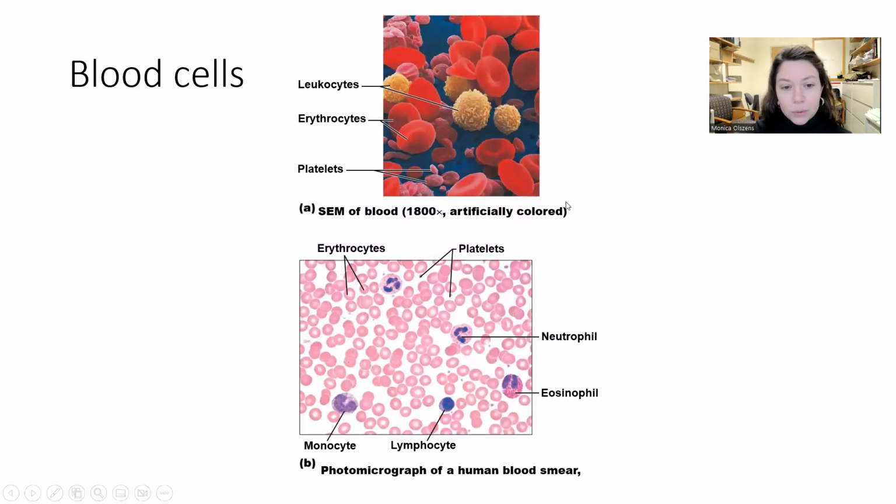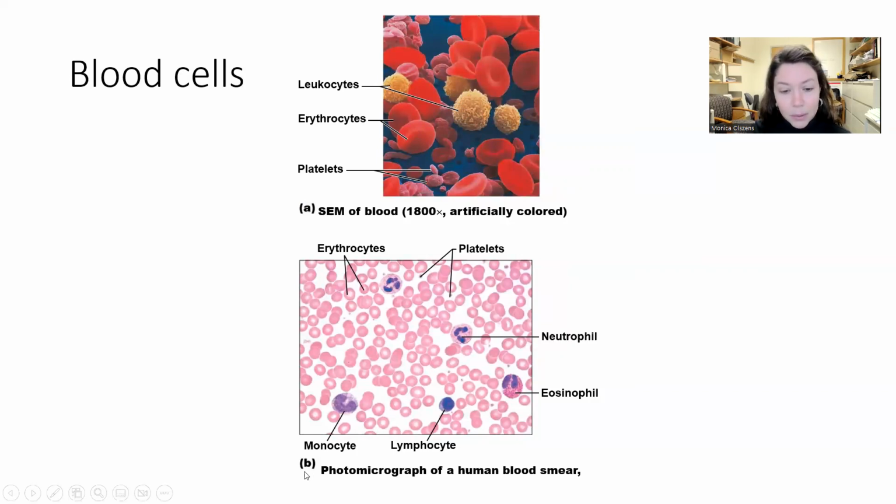Oh, this is a really cool scanning electron micrograph of blood. This is 18,000 times our vision, which is incredible. So in white, you have some leukocytes, leuko meaning white cells, and erythrocytes meaning red blood cells. And then these little broken off pieces are platelets. That's what helps you clot if you ever hurt yourself and are bleeding.